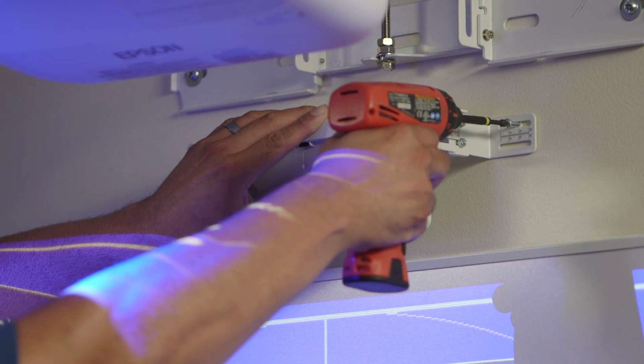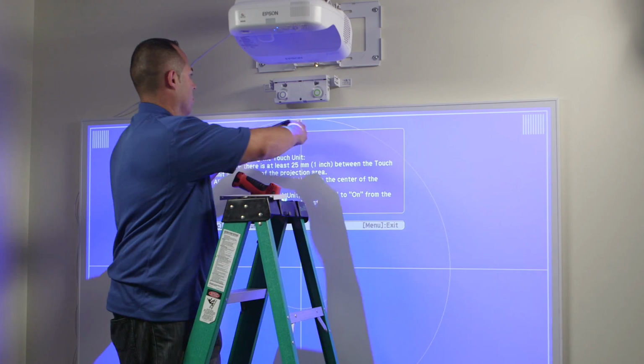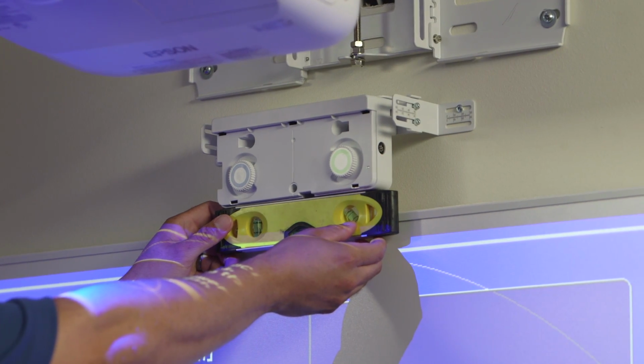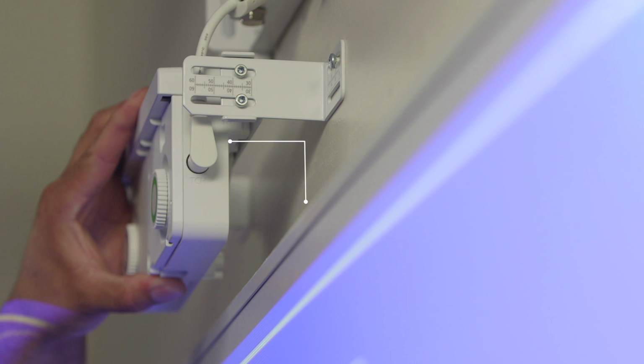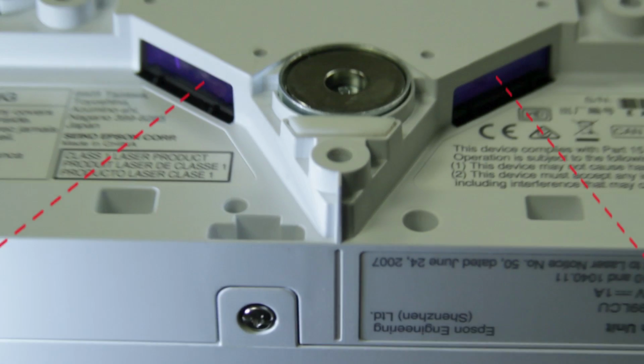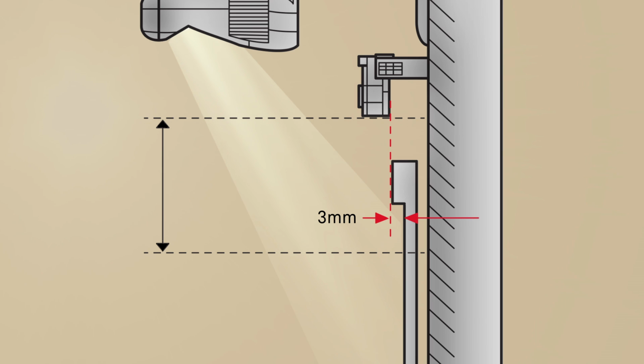Once the touch module is mounted to the wall, it needs to be adjusted so that the back of the touch module is even with the surface of the board. You can do this by loosening the side screws on the bracket and pulling the touch module forward until the back of the unit is evenly aligned with the board surface. Once aligned, retighten the side screws.